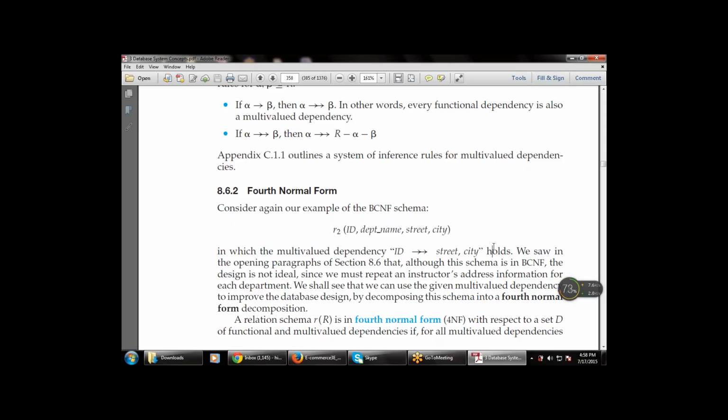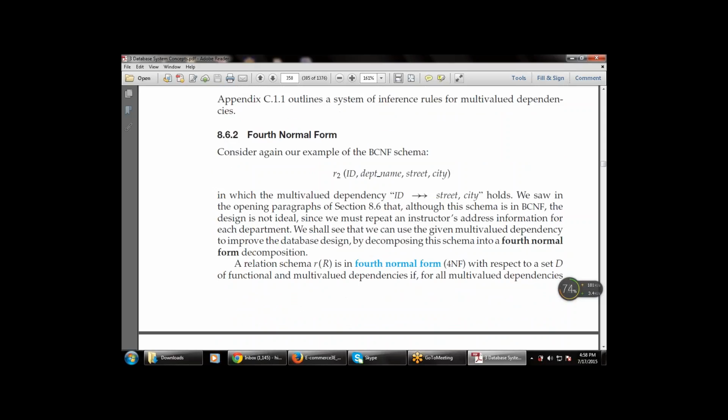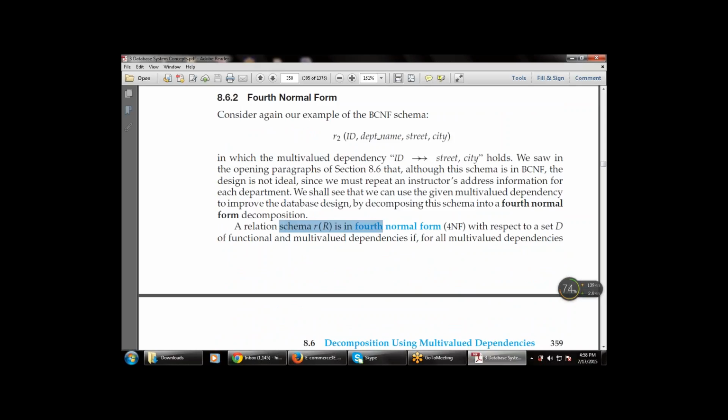So we saw in the opening paragraphs of section 8.6 that although this relationship is in BCNF, the design is not ideal, that is not the basic design that is used. So we can use the given multi-valued dependency to improve the database design by decomposing the schema into fourth normal form decomposition.